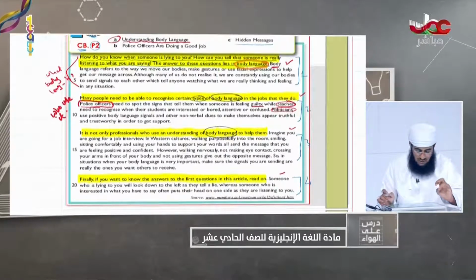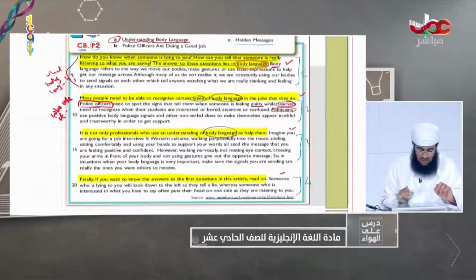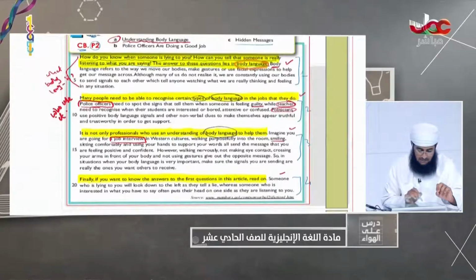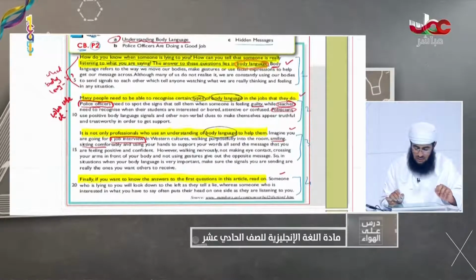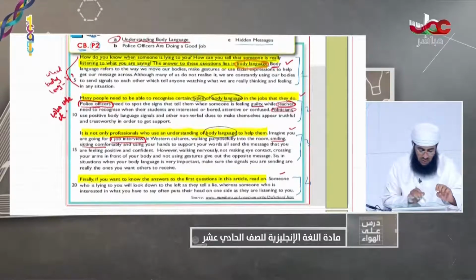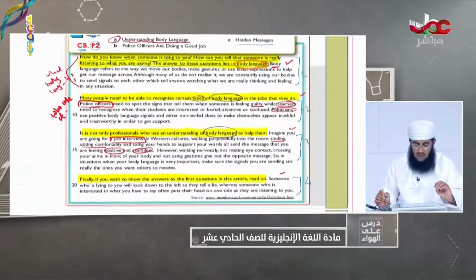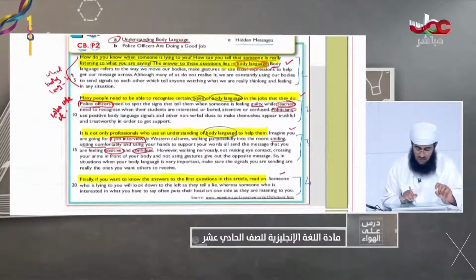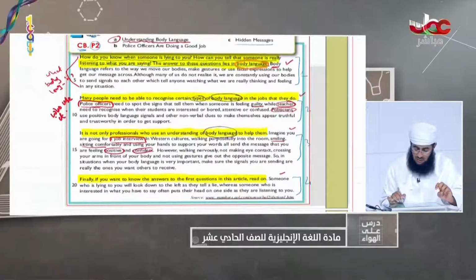And the third paragraph: it is not only professionals who use an understanding of body language to help them. Imagine you are going to a job interview. In Western culture, walking purposefully into the room, smiling, sitting comfortably, and using your hands to support your words all send the message that you are feeling positive and confident. So these are the body language signs that represent that you are confident and in a positive feeling. However, walking nervously, not making eye contact, crossing your arms in front of your body, and not using gestures give out the negative message, okay?